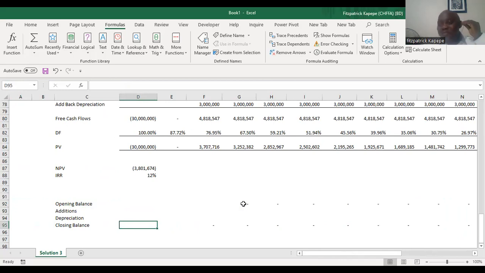Oh, I'm in pen. Okay, right. So you have these numbers. We know that in year 0, you add the additions. So let me do this.